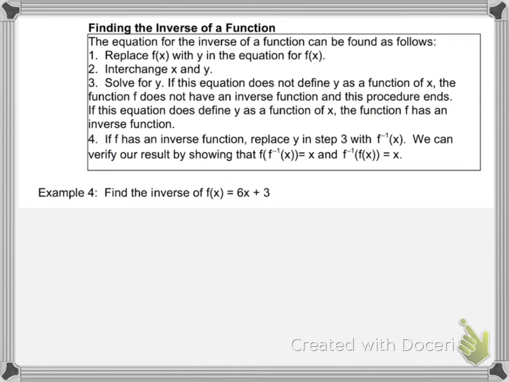Okay, let's find the inverse of f of x equals 6x plus 3. Above you're going to see some pointers, steps as to how to proceed. The first step tells us that we need to replace every f of x with a y. So any function notation, let's rewrite it with y. So instead of f of x equals 6x plus 3, for step number 1, I'm going to write y equals 6x plus 3.